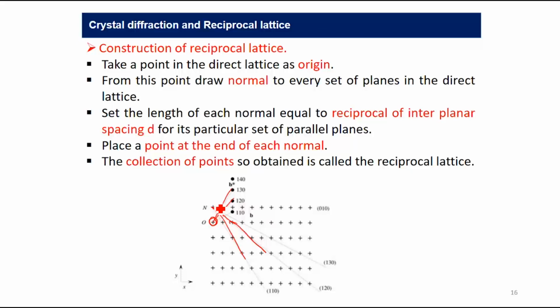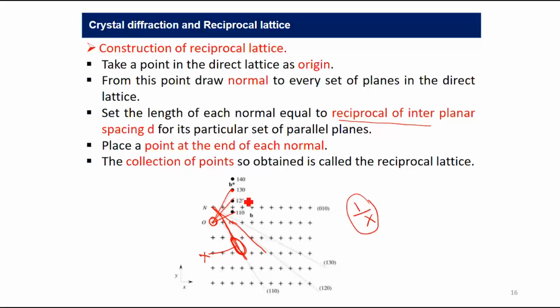And so on. Then what you have to do is set the length of each normal equal to the reciprocal of the interplanar spacing d. That means I have taken this normal. But up to which point do I have to go? How do I put a dot here? That is given by this plane. I have to calculate this distance, the distance between two actual atoms. Let's say this is x. Then I have to calculate 1 by x.